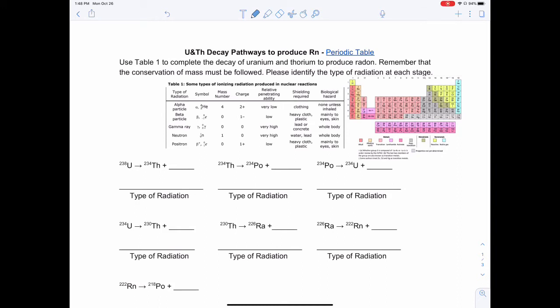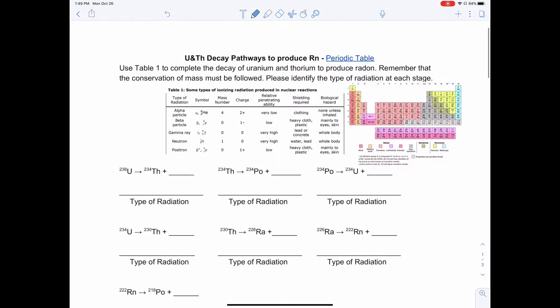All right, meteors, let's look at the uranium and thorium decay pathways that make radon. I've linked to a periodic table on this assignment for you because, while you don't necessarily need it, it is kind of nice to be able to see how you hop around on a periodic table depending on the type of decay that the isotope is undergoing. In order to do this, I'll do the first two with you so that you can see how it works.